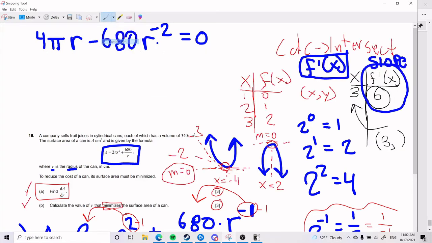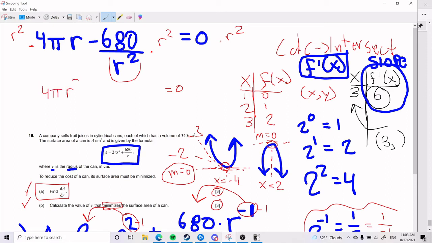Another way to solve it without using calc intersect is noticing that if I rewrite this function here, we're going to end up with r squared on the bottom, right? And so in a certain way, if I want to get rid of this r squared, I just need to multiply everything by r squared, right? So if I go ahead and do that, on the right side, I still end up with 0, but on the left side, my first element is going to be 4 pi r cubed, and my second element is only going to be 680.